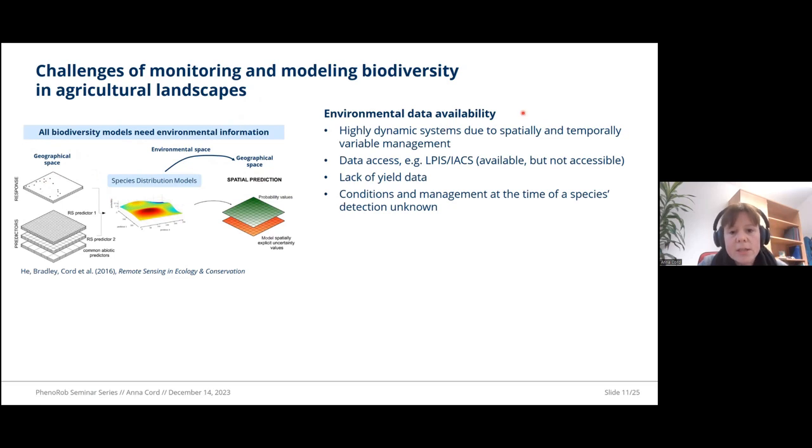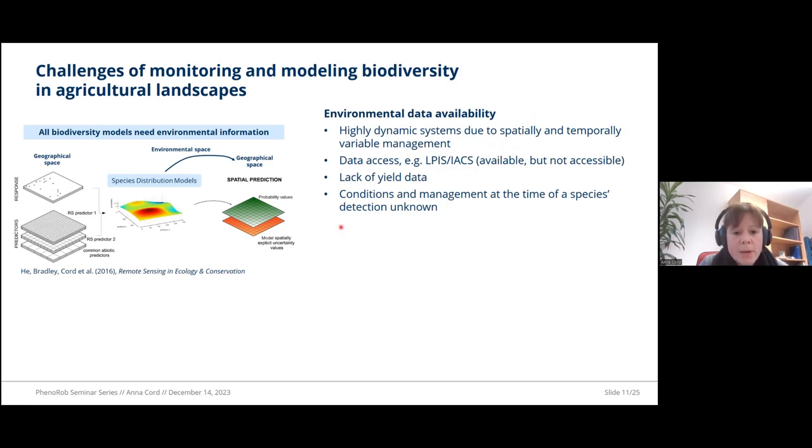And this is not so easy in agricultural landscapes, because as you know, we have highly dynamic systems, with spatially and temporally variable management. We often don't have data. So the LPIS data, or in German the InVeKoS data, are an amazing data set, but it's really hard to get access to them, especially for ecological studies. We also lack yield data. With my background in agricultural landscape research, this is a major gap. It's really hard to get this information across wider areas, so across a landscape, which we want to tackle.